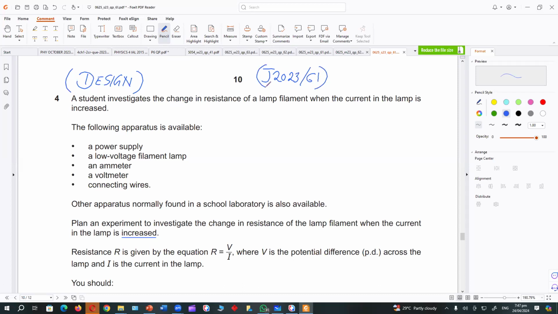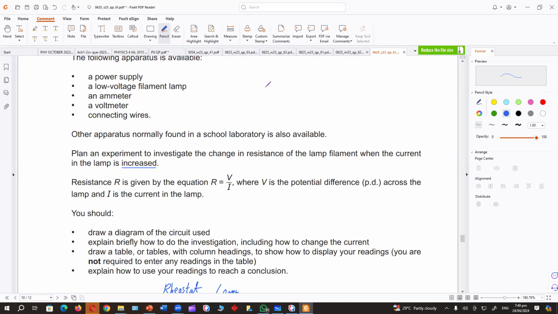A student investigates the change in resistance of a lamp filament when the current in the lamp is increased. The following apparatus is available: a power supply, a low voltage filament lamp, an ammeter, a voltmeter, connecting wire. He wants to check the change in resistance of a lamp filament when the current in the lamp is increased. Other apparatus normally found in a school laboratory are also available.